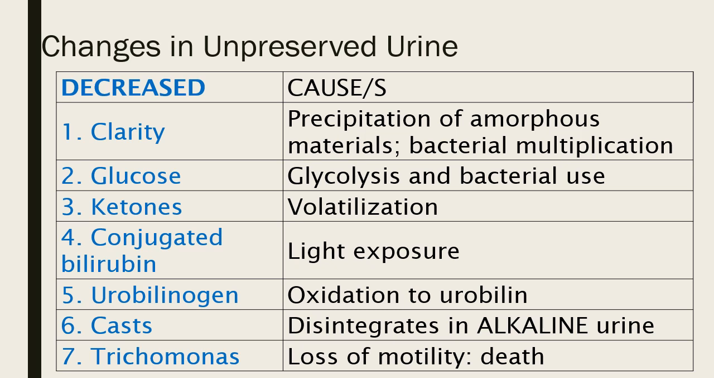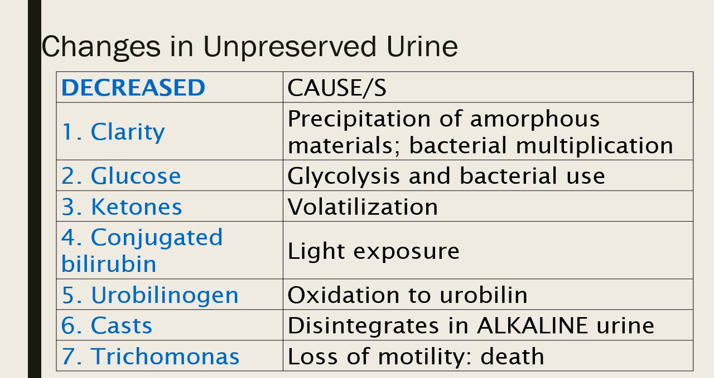And then you have your casts, your cells, your RBCs and WBCs, and they will disintegrate. With alkaline urine, let's say for example you have an increase in bacteria, urease-producing microorganisms present in your urine. Of course, that will cause an increase in the urine pH, and this alkaline urine will cause the disintegration of your casts and cells, like the RBCs and WBCs present in your urine. When you read that sample, they will be gone.